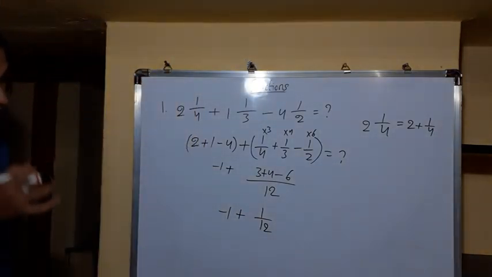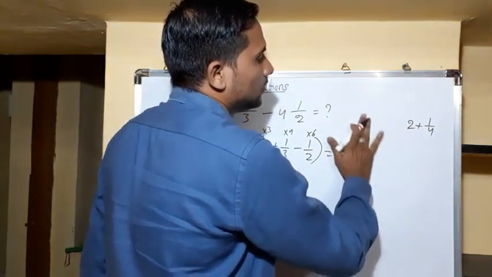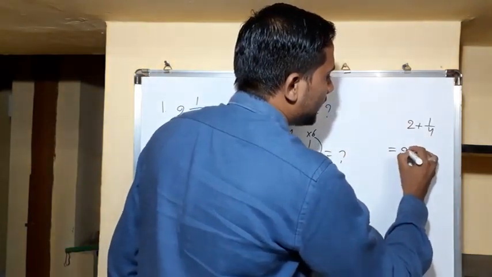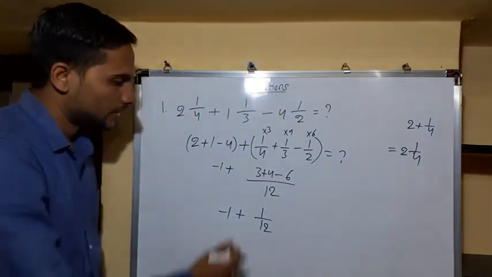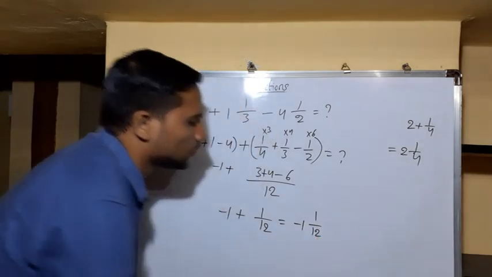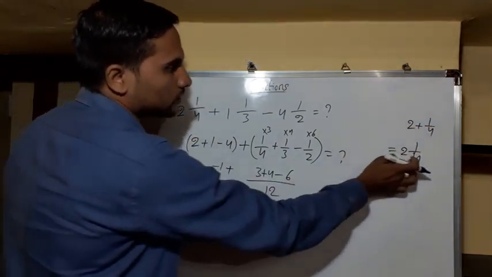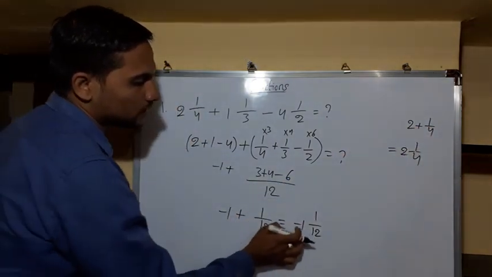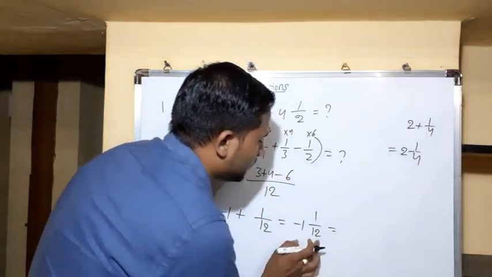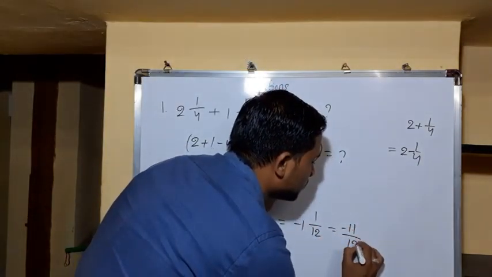So what I told, friends, see here, if the problem is like this, you forgot about this, for the mixed fraction rule, what I said, if it is 2 plus 1 by 4, we can write it like this, 2 integer 1 by 4. Same thing we will do here itself, friends. So I just followed this one, 2 plus 1 by 4, 2 integer 1 by 4. So minus 1 plus 1 by 12 is minus 1 integer 1 by 12. So now do the simplification. Minus 1 into 12 is minus 12 plus 1. It is minus 11 by 12.